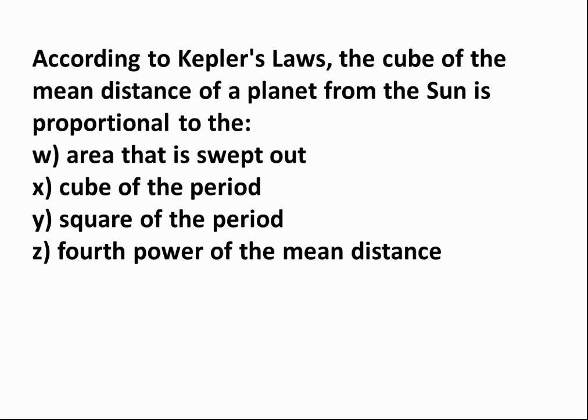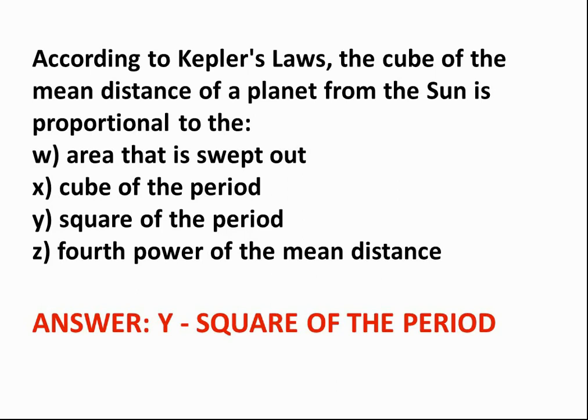proportional to the W. area that is swept out, X. cube of the period, Y. square of the period, Z. fourth power of the mean distance. Answer: Y. square of the period.